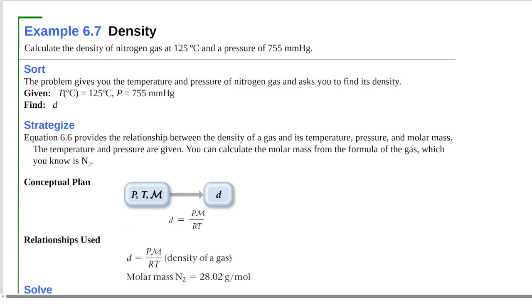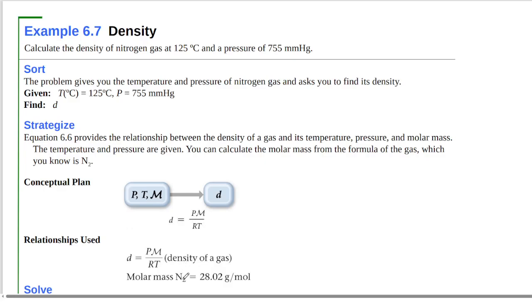The next problem asks us to calculate the density of nitrogen gas at 125 degrees C and a pressure of 755 millimeters of mercury. If we had the mass and the volume of the nitrogen gas, we could calculate the density that way, because density is mass over volume. But we don't have the mass and the volume here, but we have a generalized formula where we can calculate the density from the pressure, the molar mass, R, the gas law constant, and the temperature.